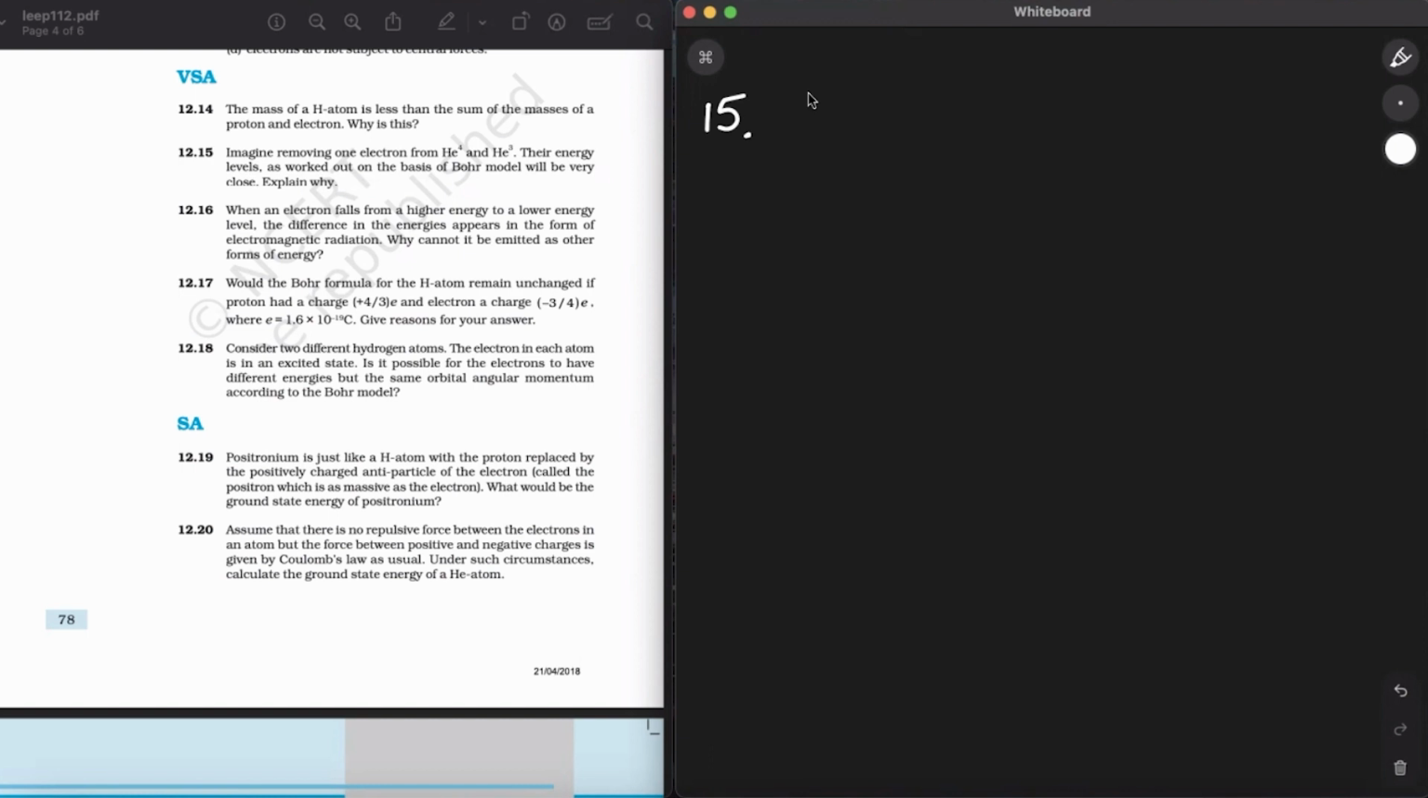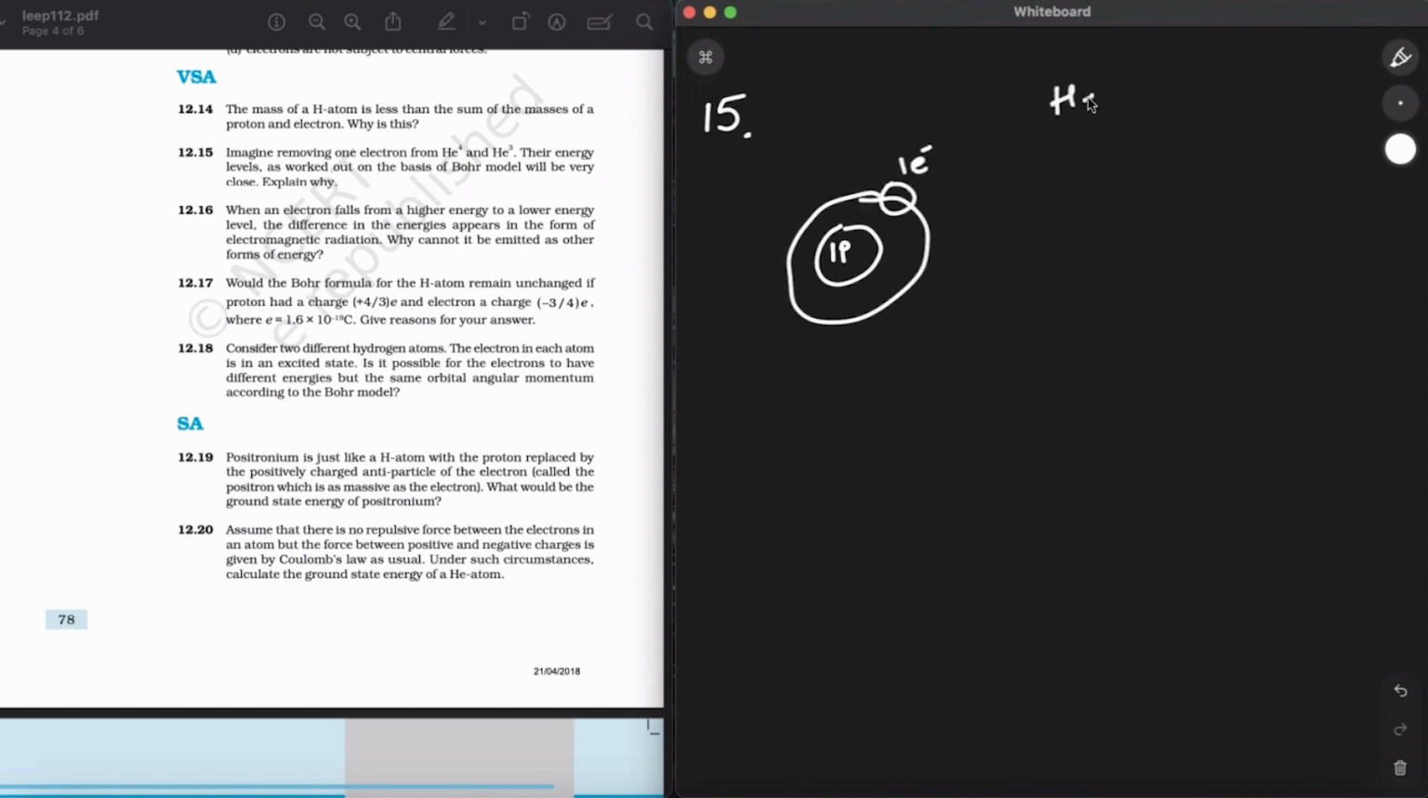On removal of one electron from both of these, both atoms will have one electron each, and the nucleus will be much heavier than the electron. So stability can remain, and these atoms are very close to hydrogen. The energy levels are as of a hydrogen atom. After removing one electron from each, they become hydrogen-like single-electron atoms. See, this is a hydrogen atom. It has one proton, no neutron, one electron.